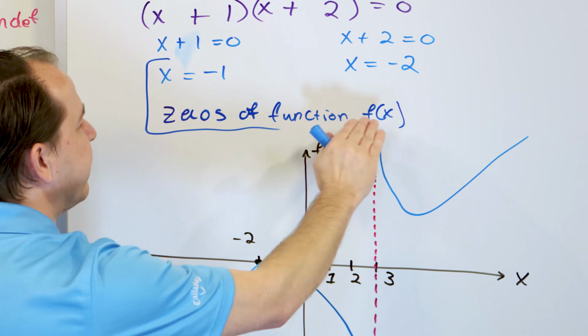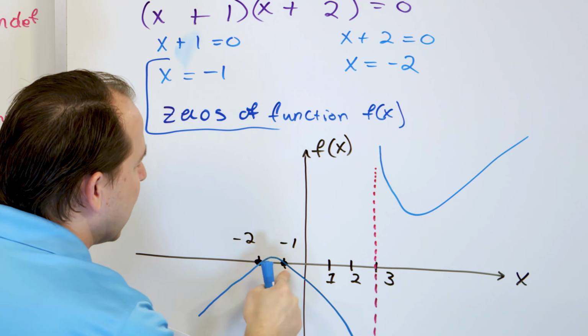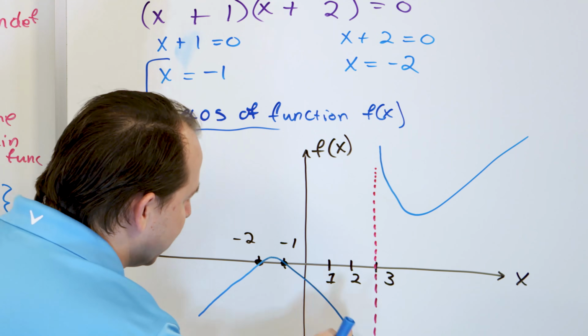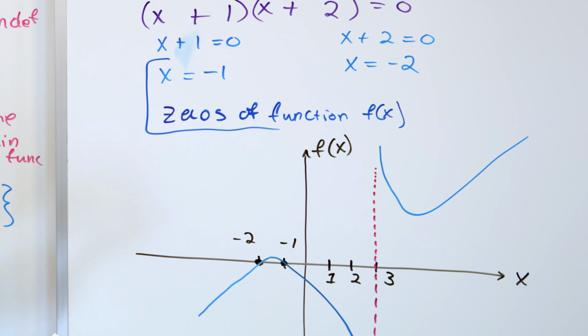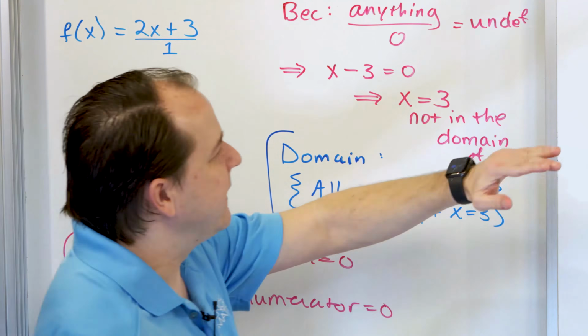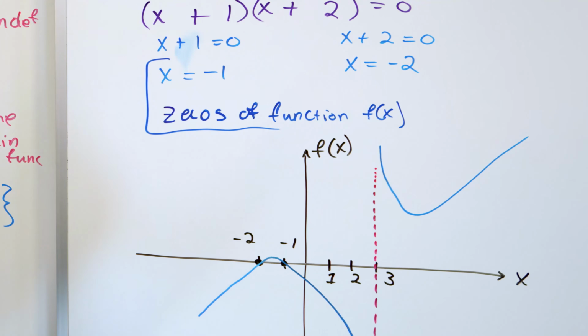Over here, the zeros of the function are just the two places where the function crosses the x-axis, because that's where the function's 0, and you can see it pops up over and goes right down. If you were to graph it, that's pretty close to what you would get. The takeaway from this is to find the domain, set the denominator to 0. To find the zeros, you set the numerator equal to 0.